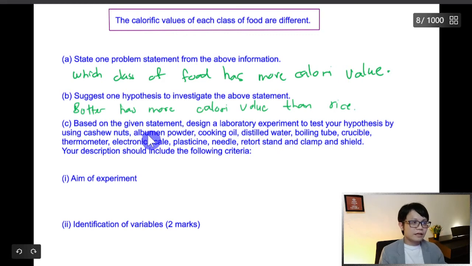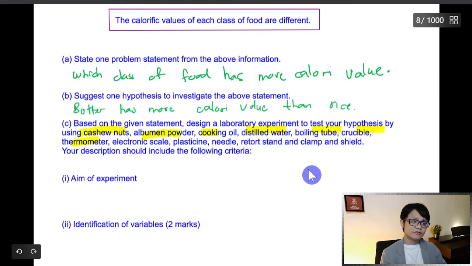Based on the given statement, design a laboratory experiment to test a hypothesis by using chewnut, albumin powder, cooking oil, distilled water, boiling tube, crucible, thermometer, and an array scale. Also, basically he wants to test two things. I'll just make it simple.